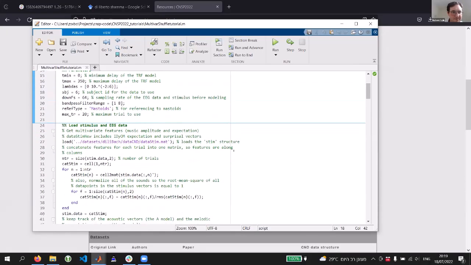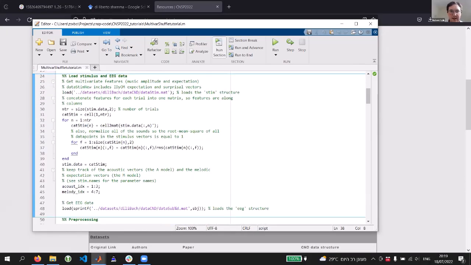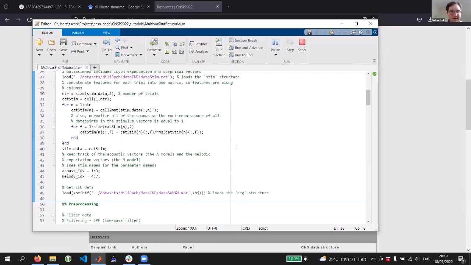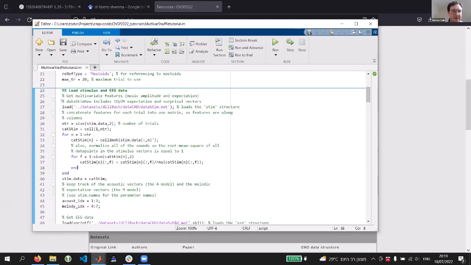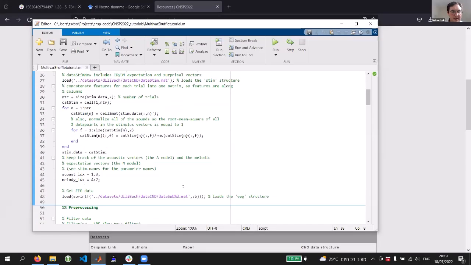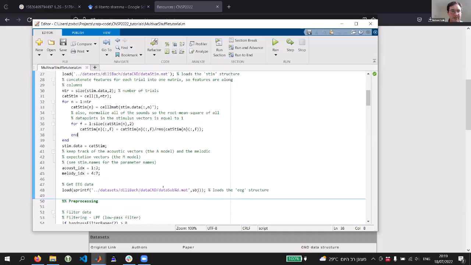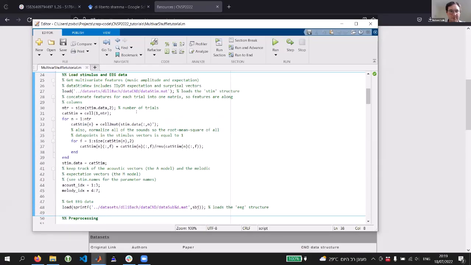I'll set that up and then load the data. Go computer, it takes a little bit. So I'm running this section here. The first thing it does is it loads the stimuli and then the EEG data. So I want to talk about the stimuli a little bit and the way this is set up.